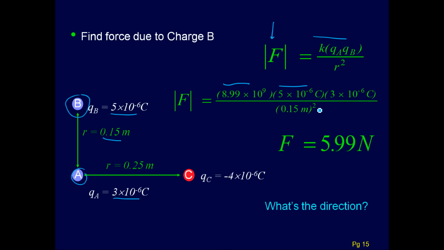The question now, which I think is the hardest part, since this first part is just plugging in numbers, is what's the direction? Well, it's B and A. These are both positive values, and when they're both positive, it's going to be repulsion. So the force will be down. So this initial force of B on A is down 6 newtons.